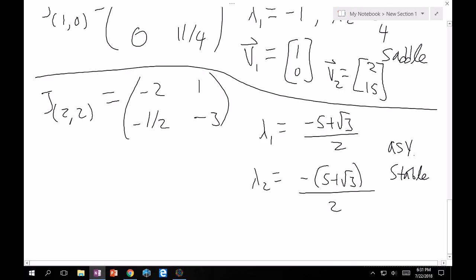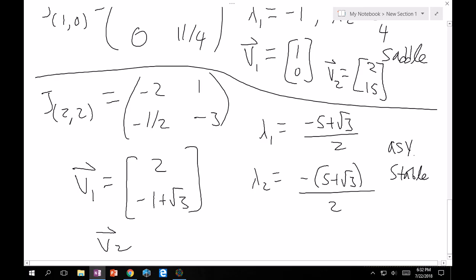And, yeah, let me give you the eigenvectors. V1 is equal to (2, minus 1 plus root 3), and then V2 is equal to (2, minus 1 minus root 3). Great. And then, yeah, let me make a quick couple remarks.